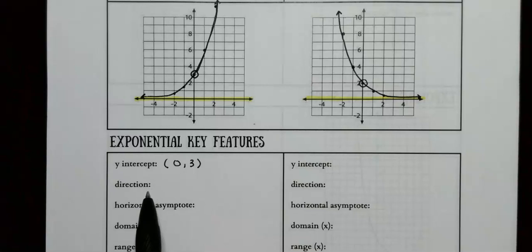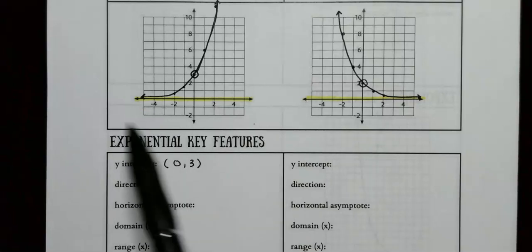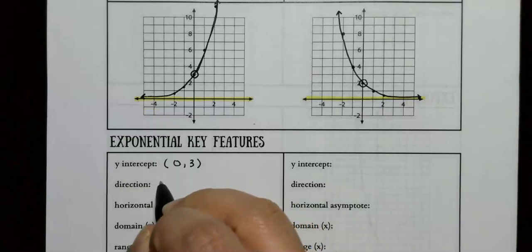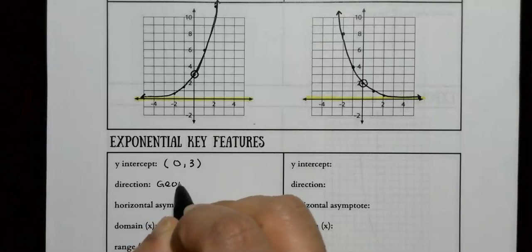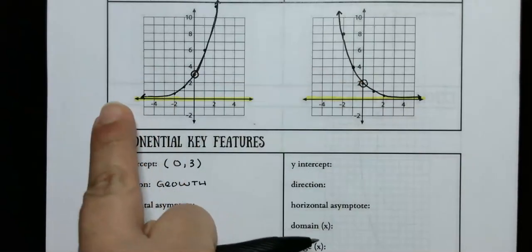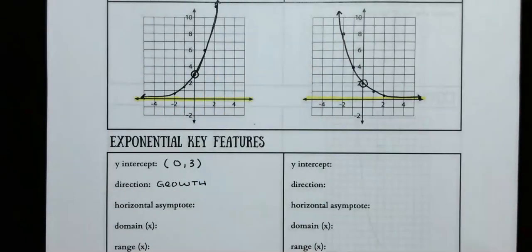Now the direction. When you're looking at a graph, you have to read it from left to right. So for the first one, we can say that the direction is growth, because it is increasing as you're going from left to right.